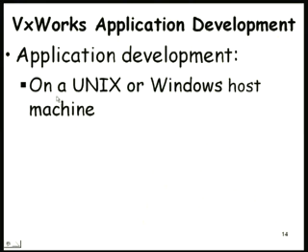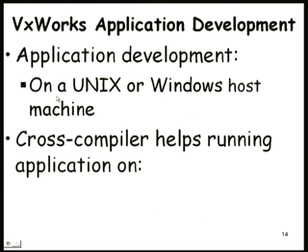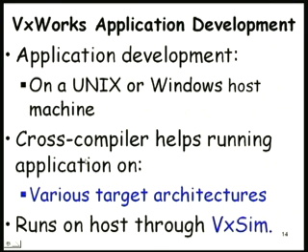The application development can occur either on a Unix or a Windows host. You typically, while developing the application, use a cross compiler that comes with the operating system. You can run the application on various target architectures, and also initially run the application on the host itself through the simulator VxSim. So, first you simulate the running on the host using VxSim, and once it works or you are satisfied, you download it to the target architecture and again run and check for performance and so on. And if it works satisfactorily on the target architecture, then you fuse the application on a flash or a ROM.